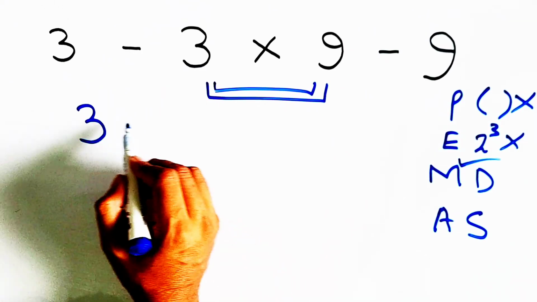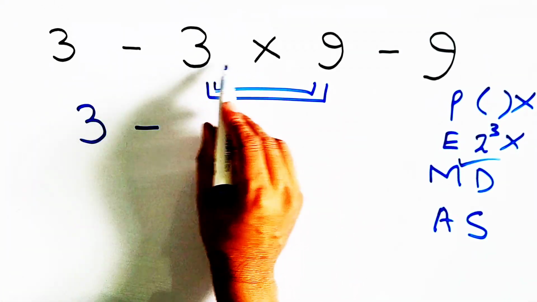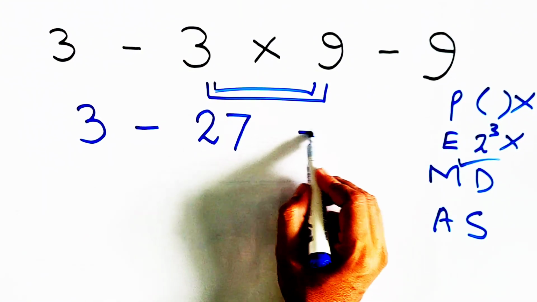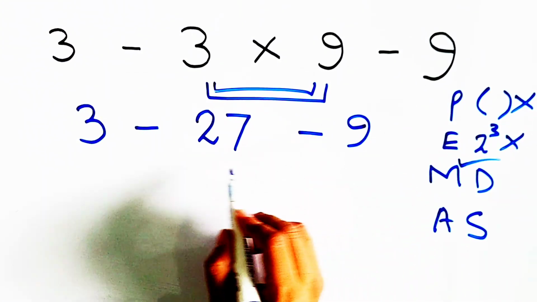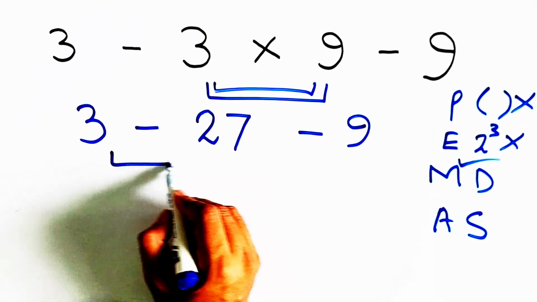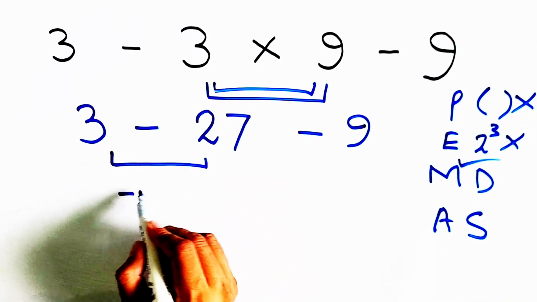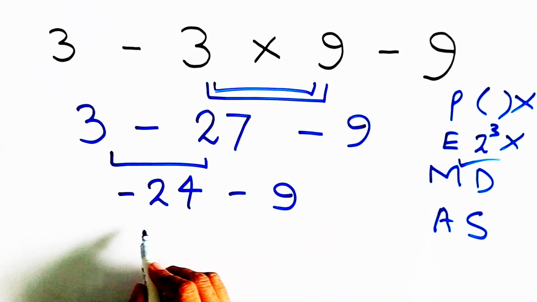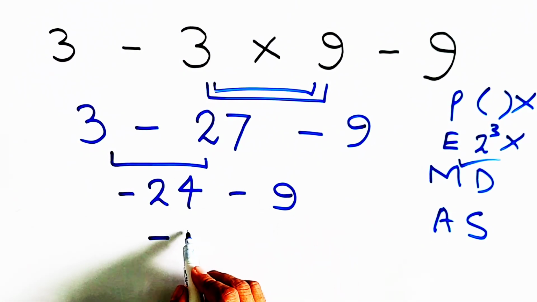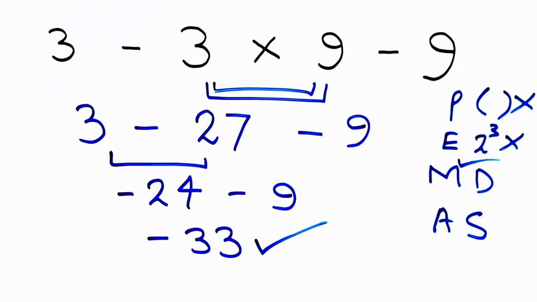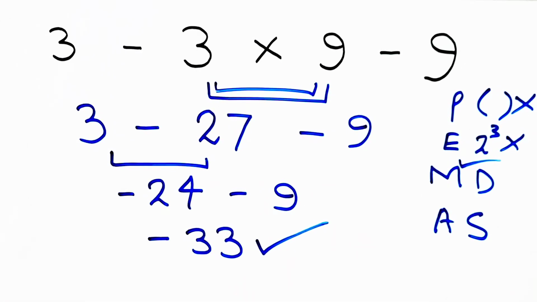So 3 minus 3 times 9 gives us 27 minus 9. Solve this one because it is at left. We will have minus 24 minus 9. So we will get minus 33, which will be our answer for this question.